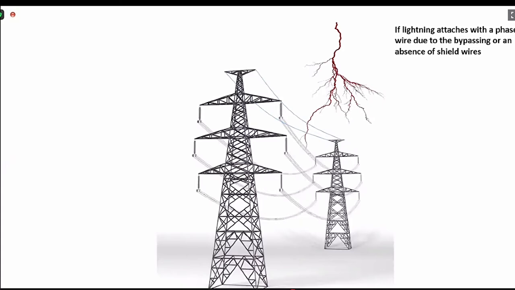Now imagine that lightning attaches to a phase wire due to the bypassing or absence of the shield wire. Imagine that there is a shielding wire, but still there will be a bypassing of the shielding wire and the lightning gets attached to the phase wire. Later on, we will see how that can happen. Or imagine that there is no shielding wire. Now, the phase wire gets the lightning. So the result would be a high potential at the point of strike, and therefore you will get a flashover through the insulator into the tower and get grounded.